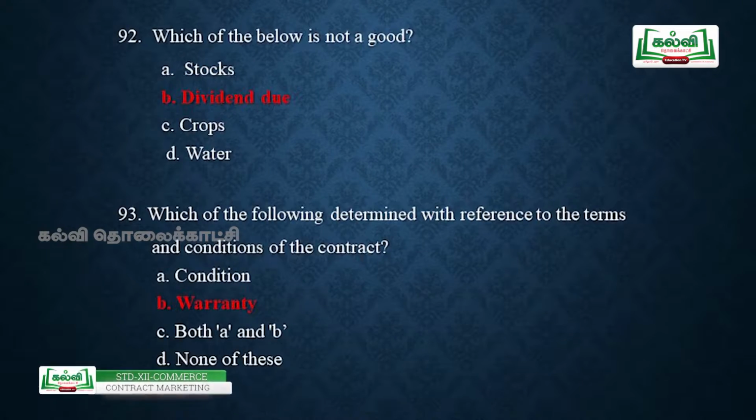Then next one: which of the following is determined with reference to the terms and conditions of the contract? Conditions, warranties, both A and B, none of the above. Terms and conditions of the contracts are warranty, option B.